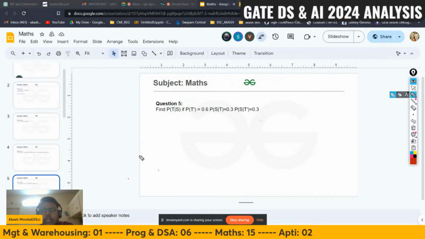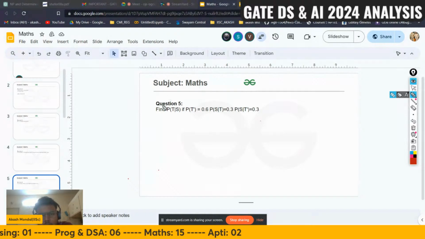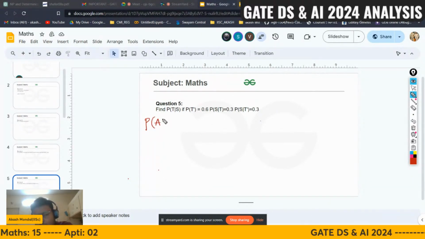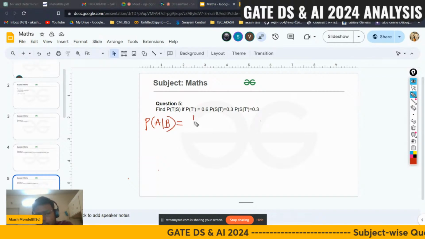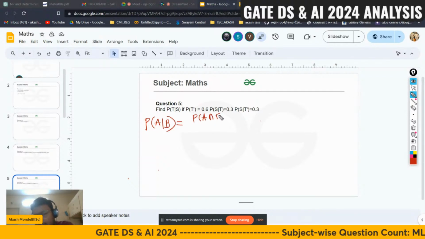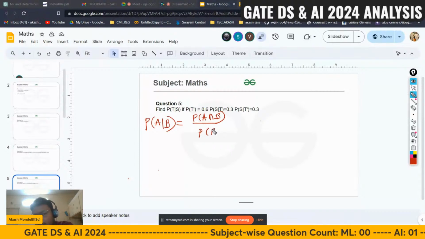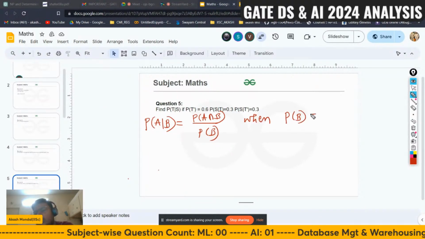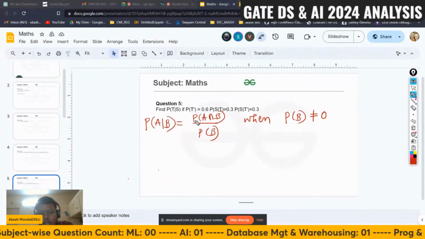Okay, this is also a question of probability theory. It's a conditional probability question. To solve this, you just need to know this formula: P of A given B is the probability of A intersection B divided by the probability of B, when the probability of B is non-zero. Okay, now let's calculate the value.